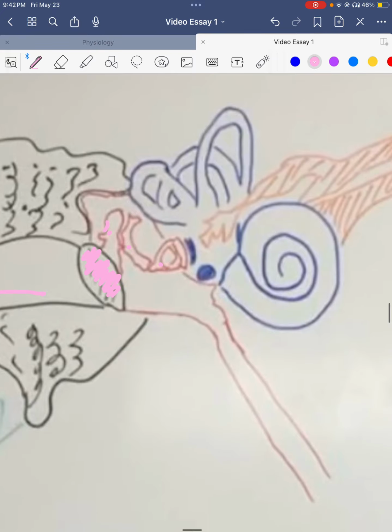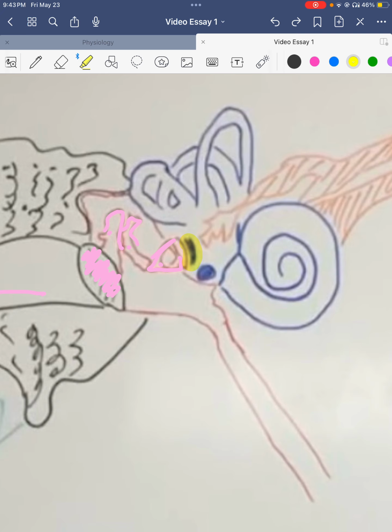So the malleus here will move, which causes the incus to move, which causes the stapes to move. And these ossicles, their whole point is to amplify the vibrations and convey them here to the oval window of the cochlea. And this big structure right here, all of this is the cochlea.